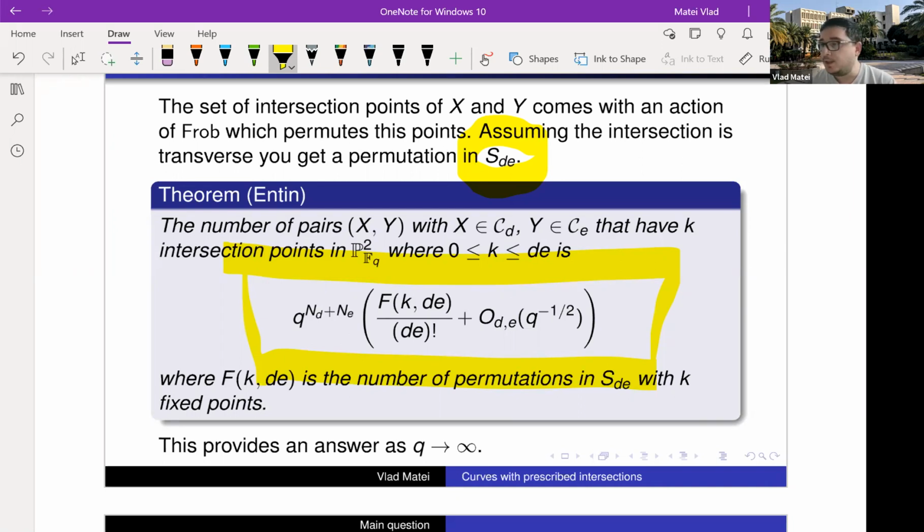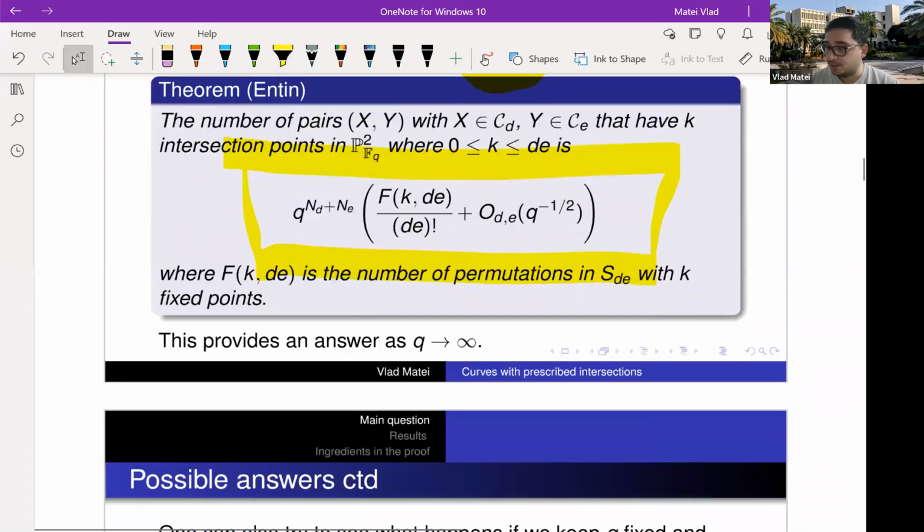So if you want an answer, this is good enough in the regime that Q goes to infinity. Okay, so because you can't control what happens with these things with D and E there. Okay, so that's one possible answer.